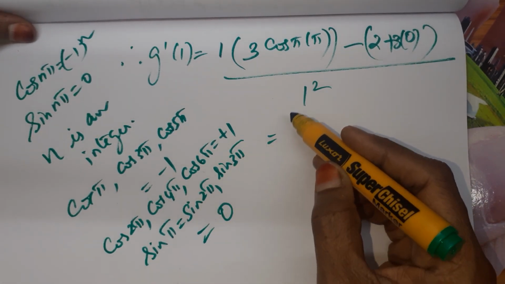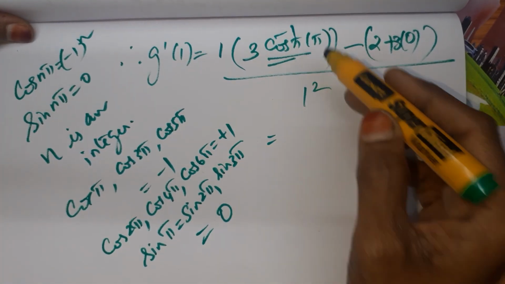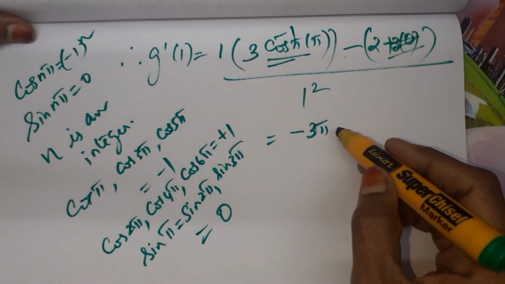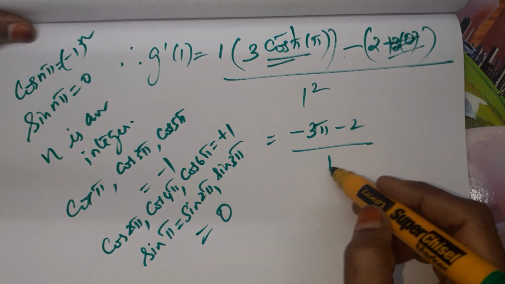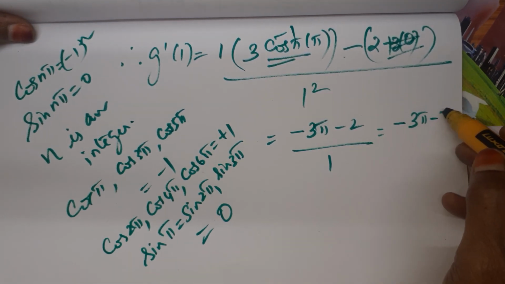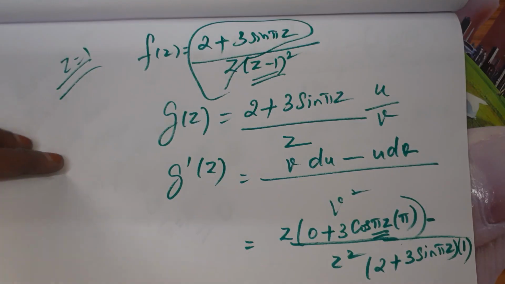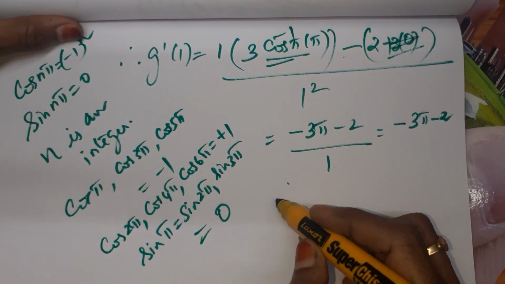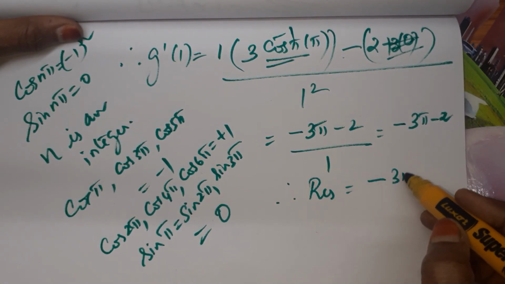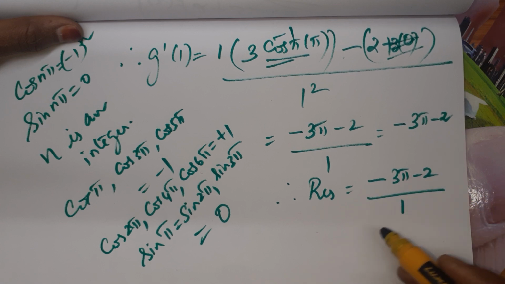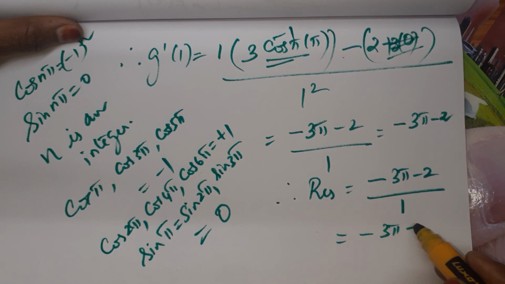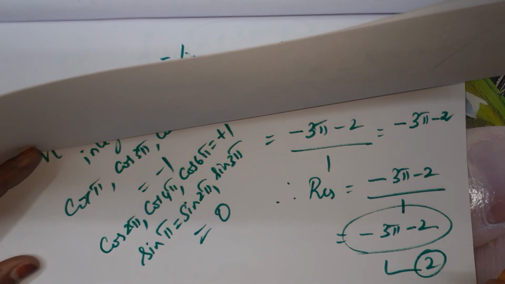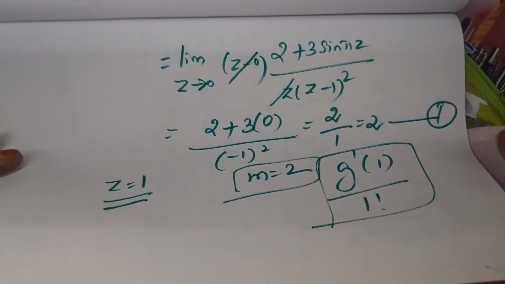Okay, so what we are getting is minus 1 into pi into 3. So minus 3 pi; this term is 0, so it vanishes. Minus 2 by 1 squared is 1, so by 1. So we are getting minus 3 pi minus 2. What did we say our formula was? g dash of 1 by 1 factorial. So the residue is equal to minus 3 pi minus 2 by 1 factorial, which is minus 3 pi minus 2. This is the second residue. The first residue is 2, the second is minus 3 pi minus 2.